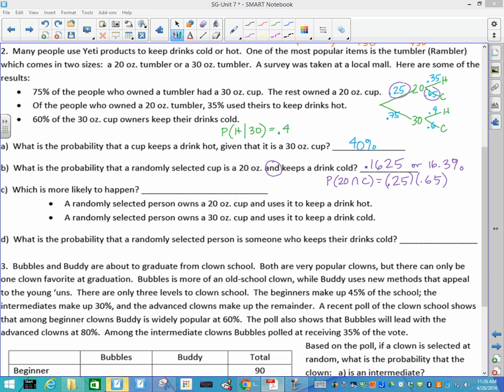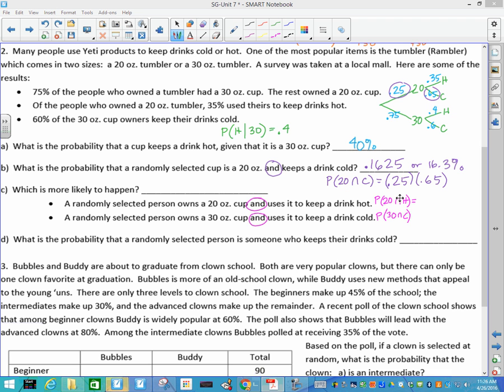Which one is more likely to happen? A randomly selected person owns a 20-ounce cup and uses it to keep a drink hot, or a randomly selected person owns a 30-ounce cup and uses it to keep it cold. Again, both of these are and, so I'm going to write probability of 20 and hot, or the probability of 30 and cold.